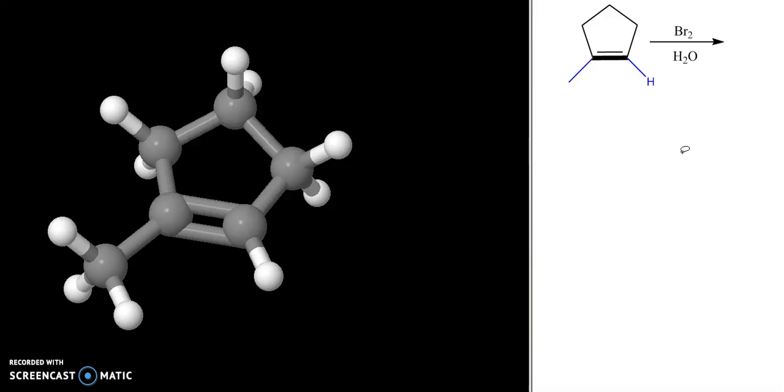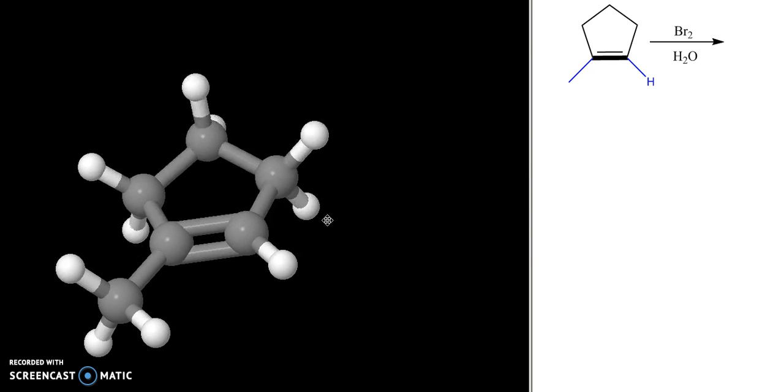Let's look at the halohydrin formation of this compound, methyl cyclopentene. In this example, we're going to react our methyl cyclopentene with Br2 in water. Before we look at how the product forms, I want to look at the three-dimensional structure of our reactant, which I have a model of right here.